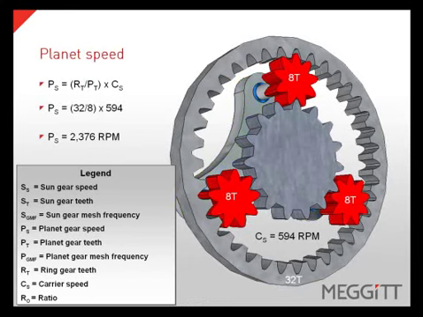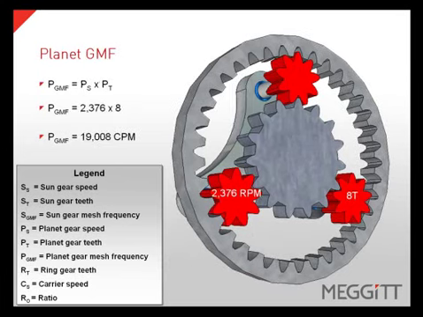Next, we can calculate the planet gear speed. To calculate the planet speed, we divide the number of ring gear teeth by the number of planet gear teeth. We then take this quantity and multiply it by the carrier speed. So in our example, we would take the ring gear teeth of 32, divided by the planetary gear teeth of 8 to get 4. We would then take 4 and multiply it by our carrier speed, which is 594 RPM. This gives us a planet gear speed of 2,376 RPM.